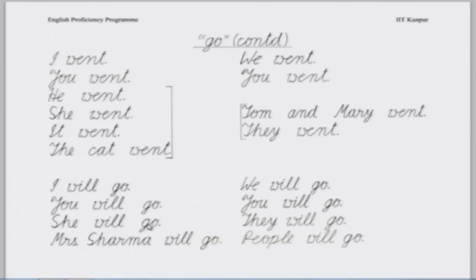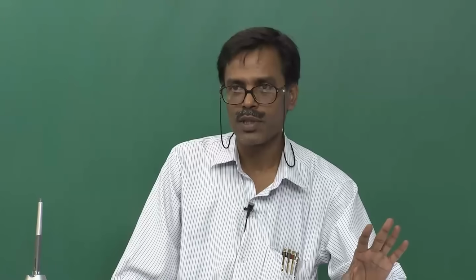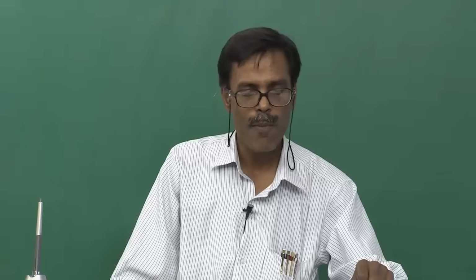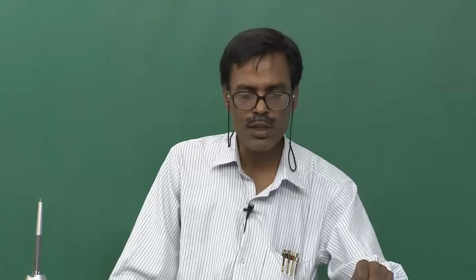She will go, woh jayegi. Mrs. Sharma will go, Mrs. Sharma jayegi. They will go, we log jayenge. People will go, log jayenge. Theek hai. So this is the typical structure of the verb. This is a typical sentence structure in simple present, simple past, and simple future sentences. Any questions?